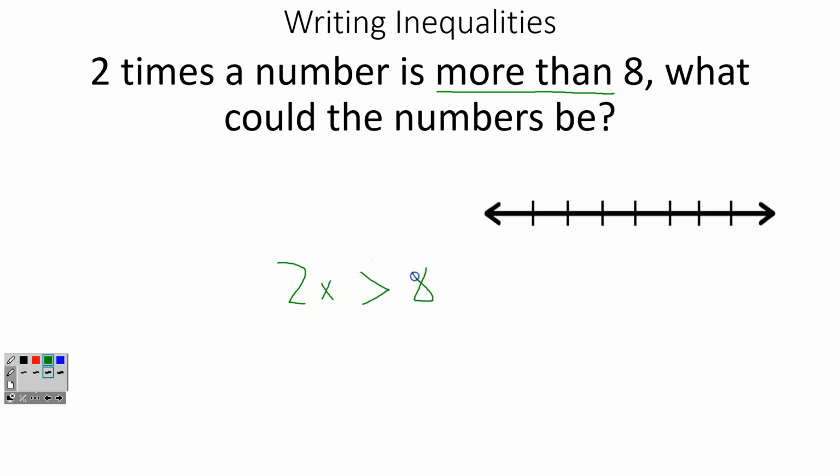I'm going to look at it and determine, do I need to flip the sign? Well, the coefficient's a positive, so I don't need to, so I can just solve it. I'm going to divide both sides by 2, and I'm going to get x is greater than 4. So if this is 4 on my number line, it's not equal to, so it's going to be an open circle, and it's going to go in that direction there.